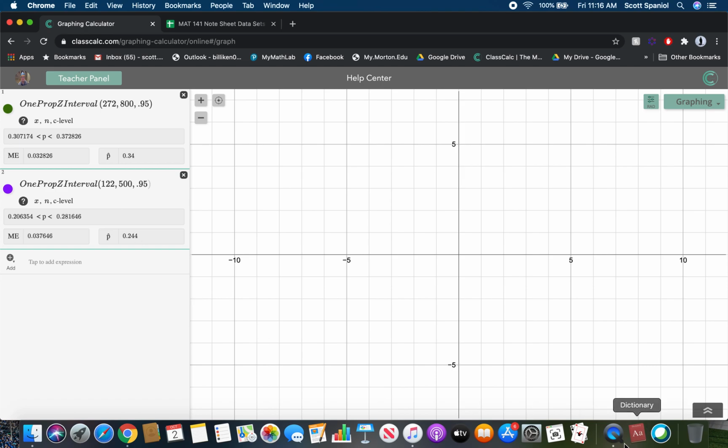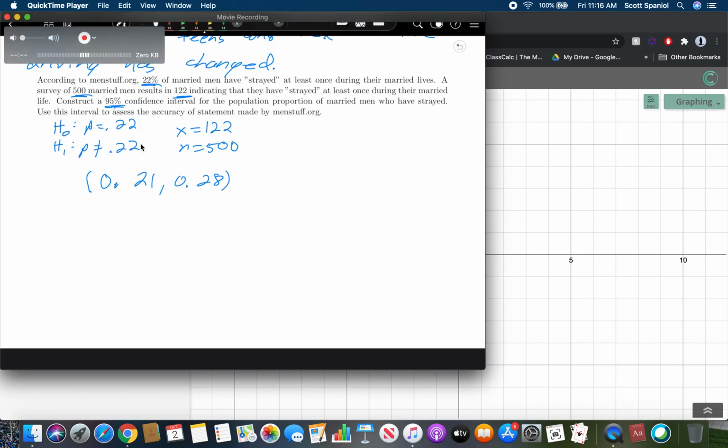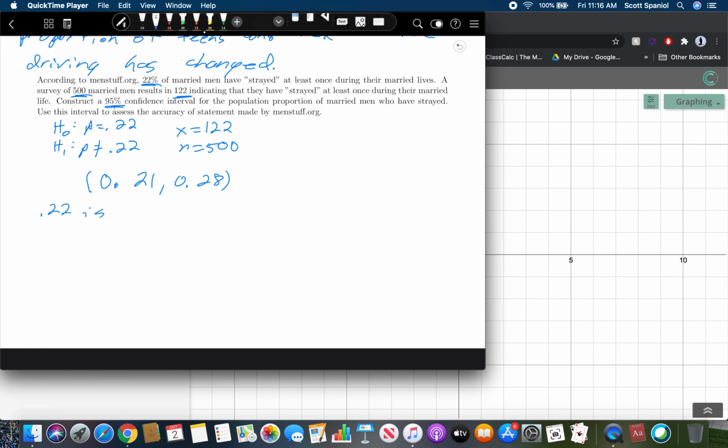Okay. And so we look at that and we ask, is 0.22 in this interval? It is. So 0.22 is in the interval. So we do not reject the null hypothesis.